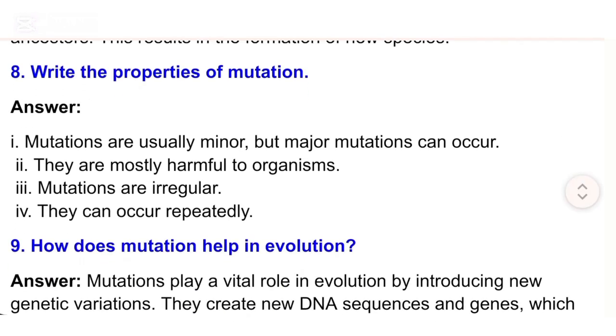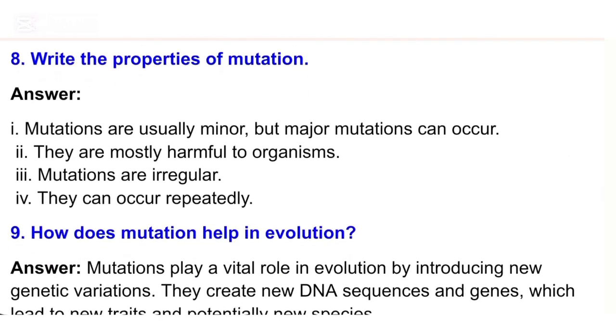8. Write the properties of mutation. Answer. I. Mutations are usually minor, but major mutations can occur. II. They are mostly harmful to organisms. III. Mutations are irregular. IV. They can occur repeatedly.